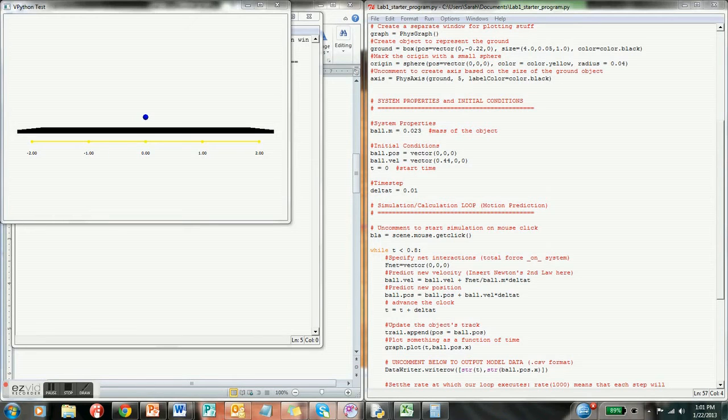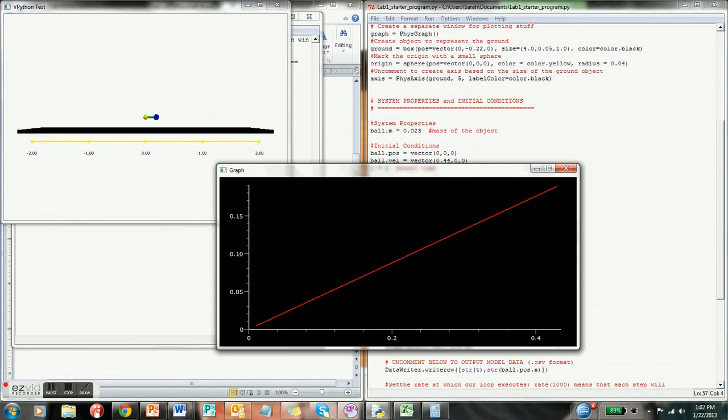This is what happens when you run my computer model. The ball here represents the mouse toy, and when you run the model, you see that it moves in the positive x direction at a constant velocity, as you can see by the position versus time graph that comes up.